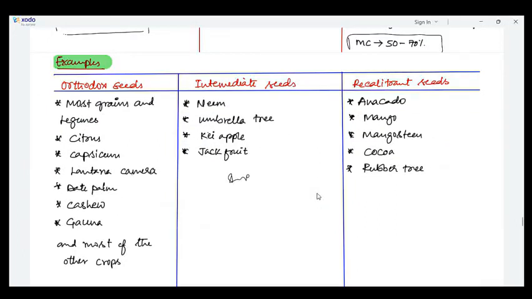This is the most important thing. Just try to remember these typical examples. The rest of all are mostly orthodox crops, orthodox seeds. In intermediate and recalcitrant, we have a few examples. If you get any other examples from any authentic source, just verify the source before writing it here, and include it only after verifying it clearly, because there are so many mistakes that you might see in these examples. I've cross verified it very clearly and mentioned it. So if you get any other examples, make sure to verify and then include them in this particular table.